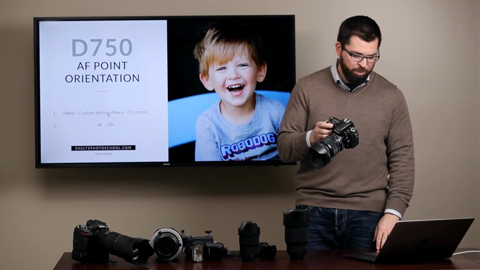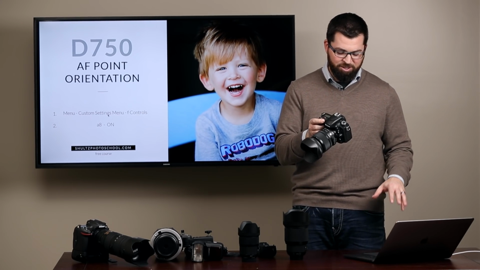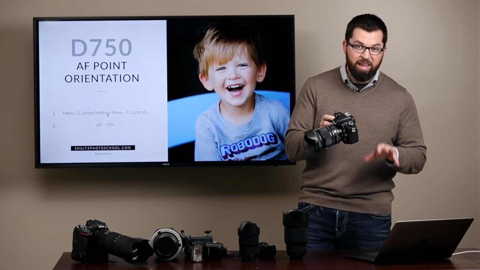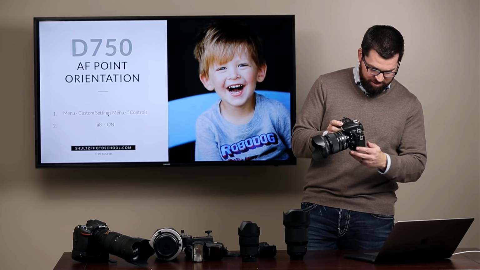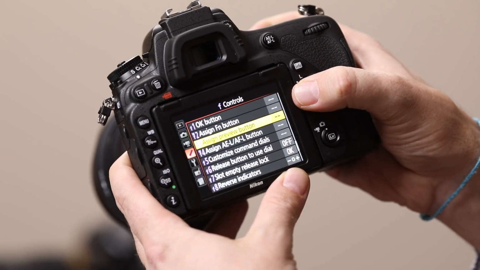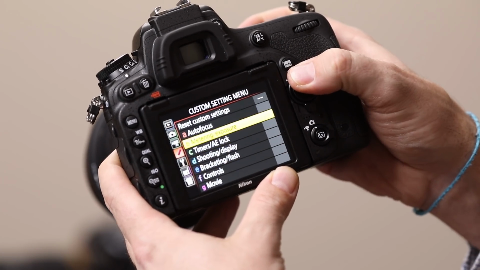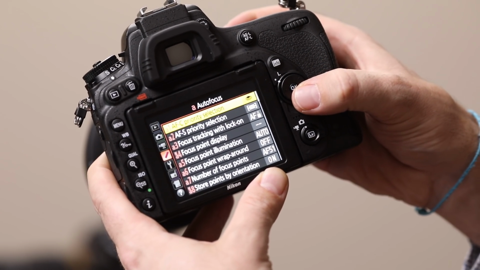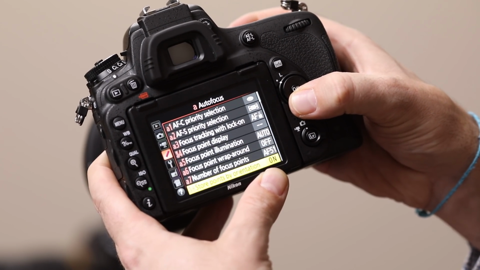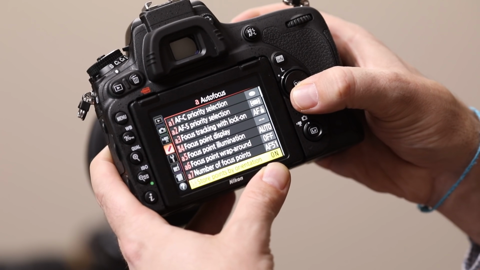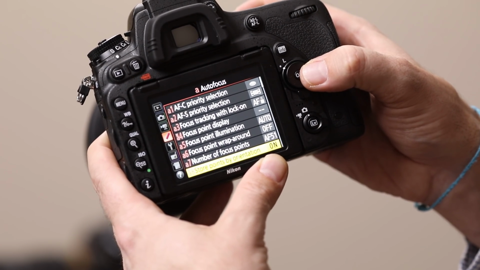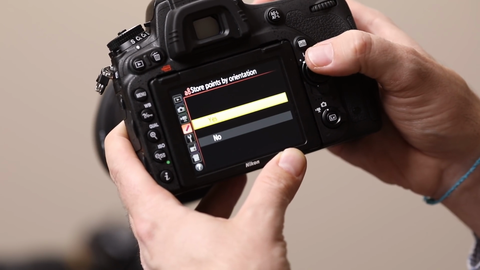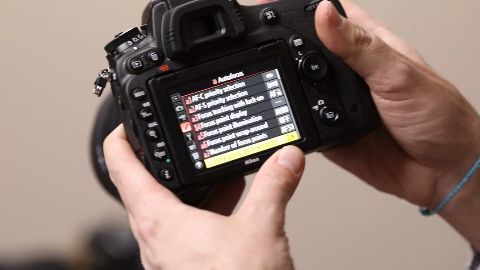Next one is AF point orientation, and I like to turn this on. While I'm in the system here and I have the camera on this, I'm just going to go over to the left and then show you that I go to A and then A8. So ignore F on this slide. It's A8 and you'll see store points by orientation, and I like to turn that to yes for on.